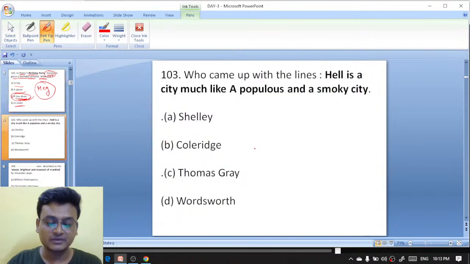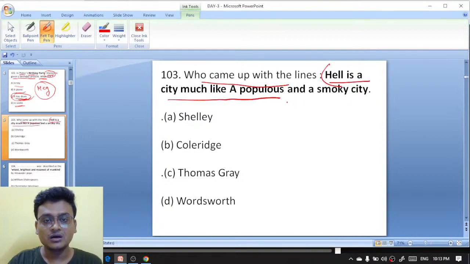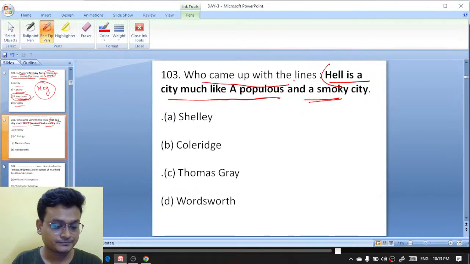Okay. Moving on to question number 103 here. Who came up with the lines that hell is a city, much like a populous and smoke city? What would be the right answer here? Who came up with the lines? Hell is a city, much like a populous and smoke city.